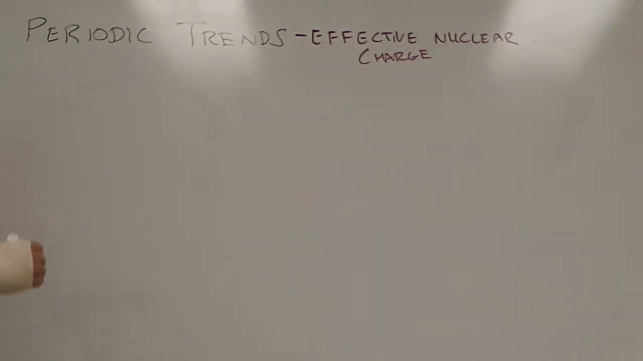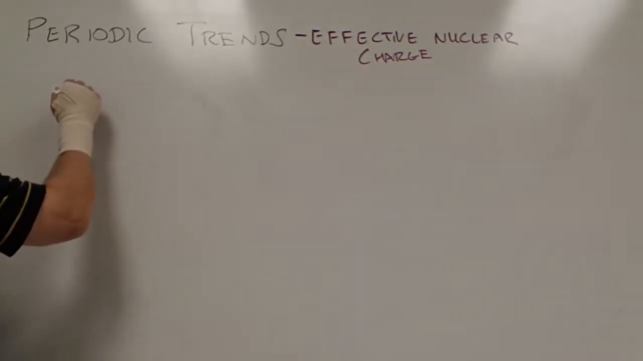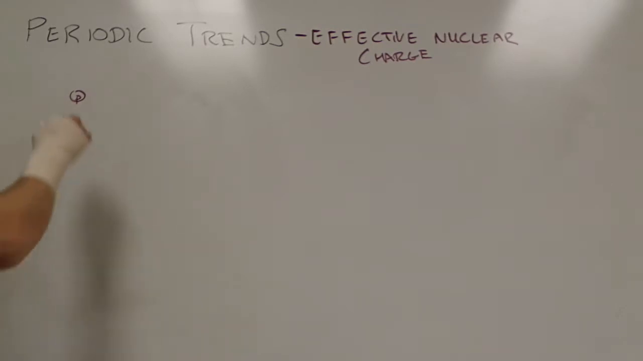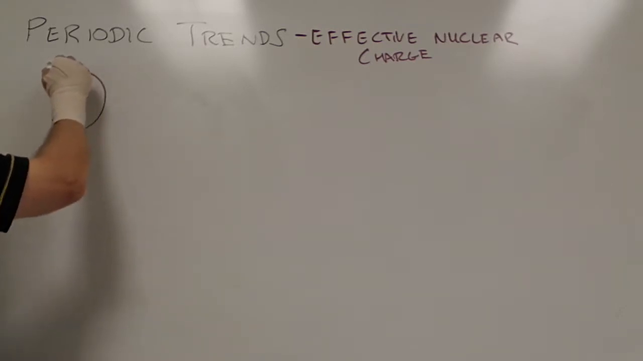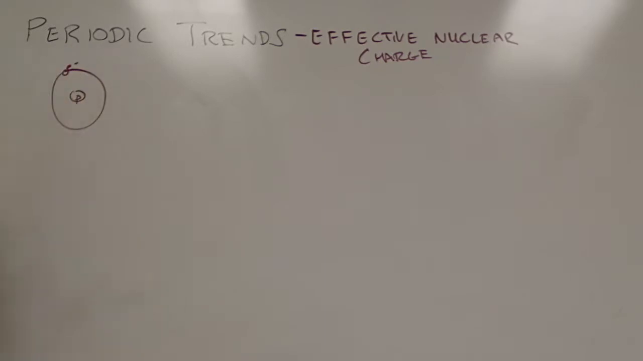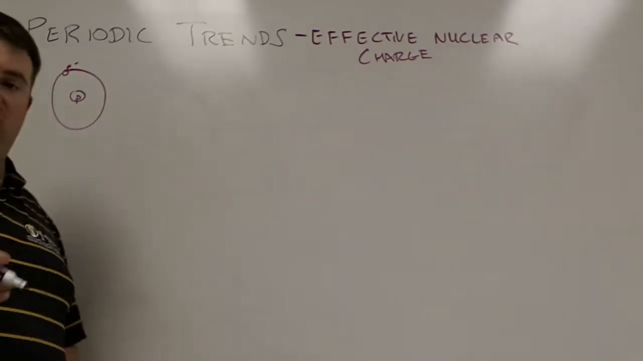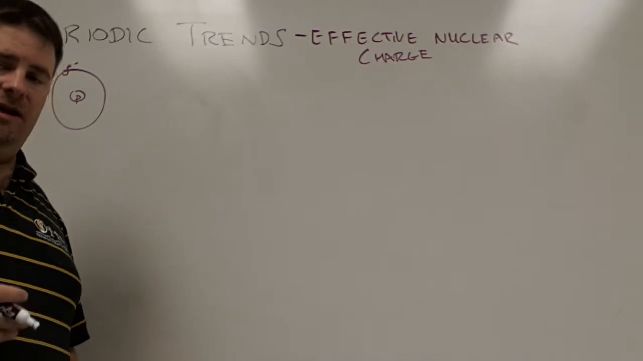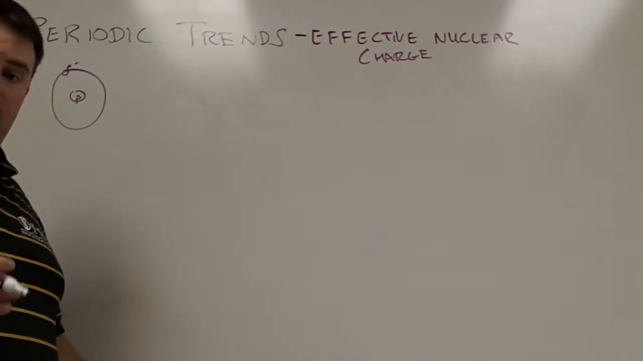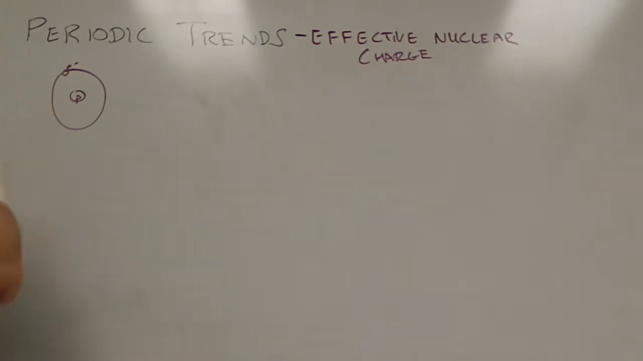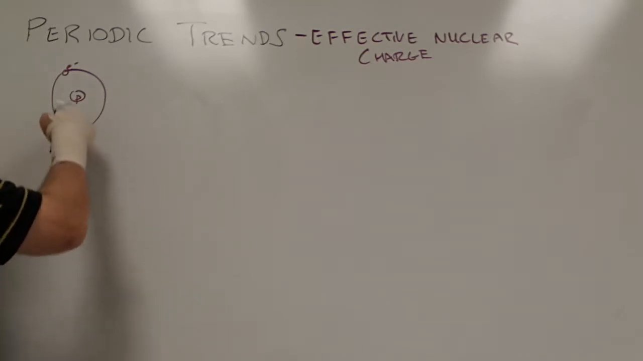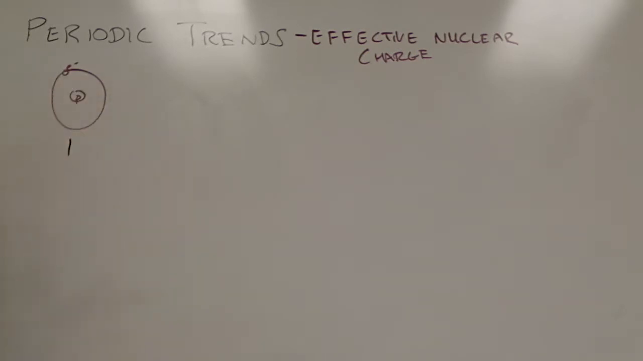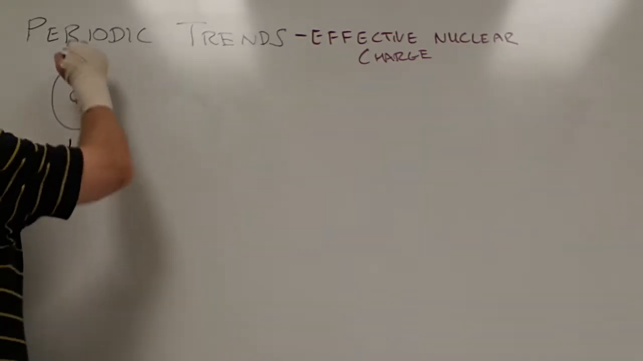Let me put it this way. If I start with hydrogen, it's got one proton in it, and there's one electron flying around on the outside. So what's the effective nuclear charge on that electron? The answer is 1. The reason is that one proton is affecting that electron with a certain pull. So it feels like one proton is pulling on that electron. So this is hydrogen.